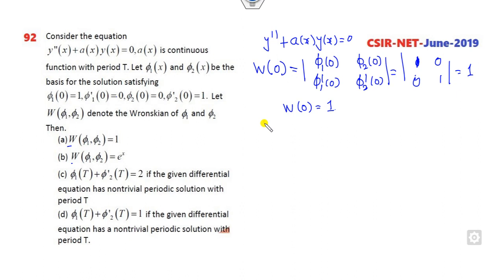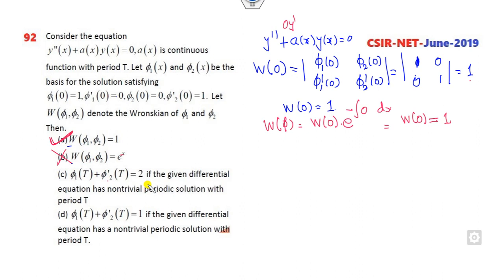How do you find the Wronskian at any point of the function? We can say the Wronskian at 0, e raised to power minus the coefficient of y dash. But here the coefficient of y dash is 0. So this is e raised to power 0, which is 1. Wronskian at 0 is 1. So this is it; it is not e raised to power x, it is 1.